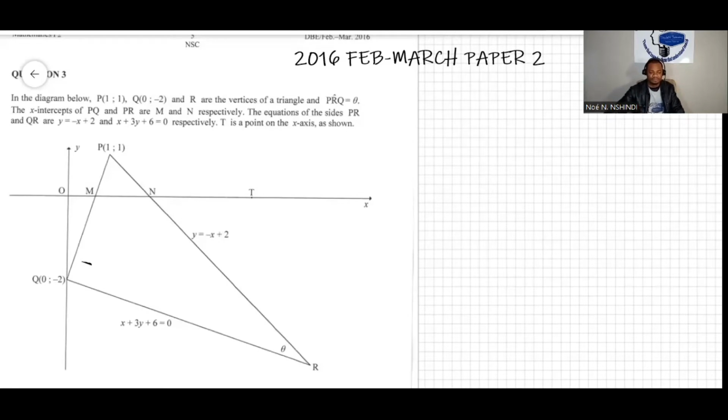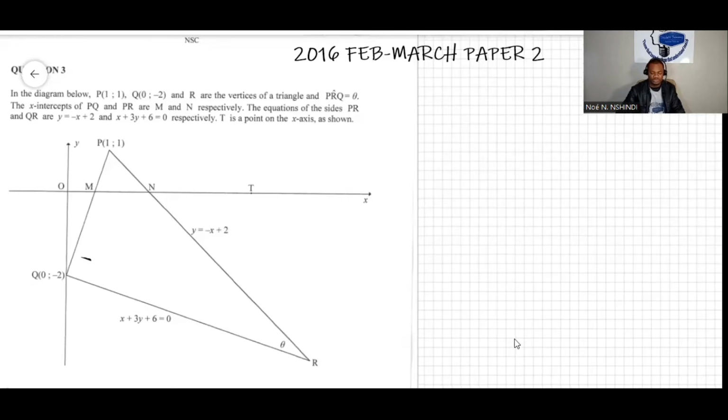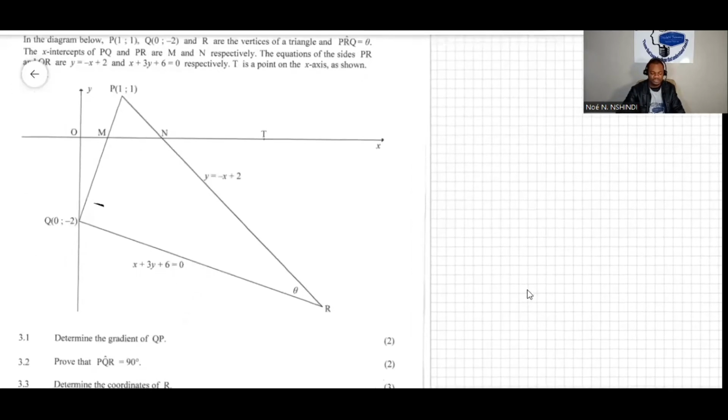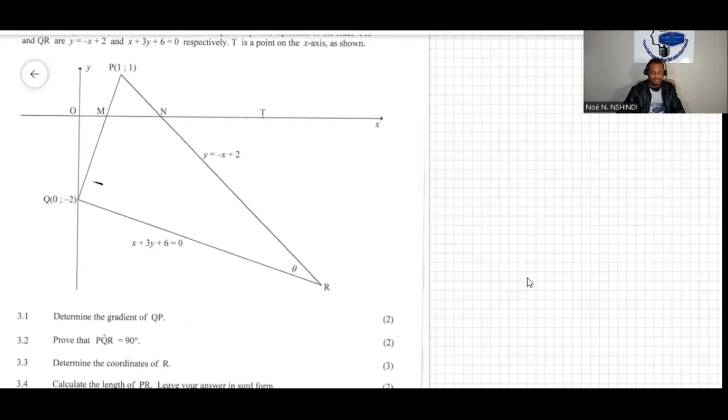Now we are going to start reading the questions and answer the questions. Question 3.1 says determine the gradient of QP. Well, I'm going to write here question 3.1. We are looking for the gradient of QP. On the right here, we're looking for mQP, the gradient of QP.